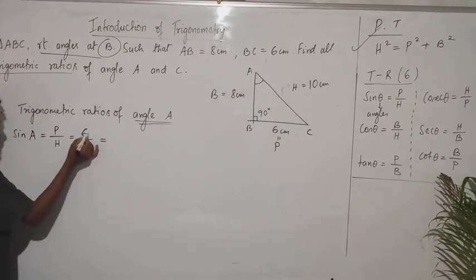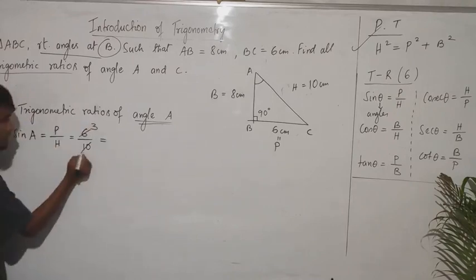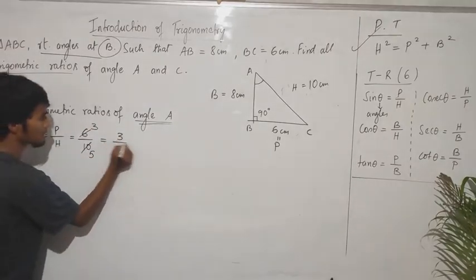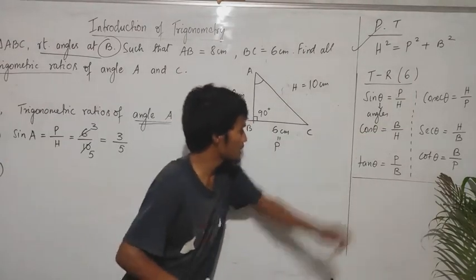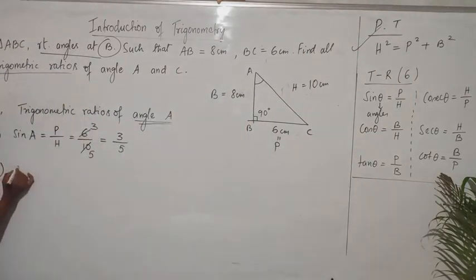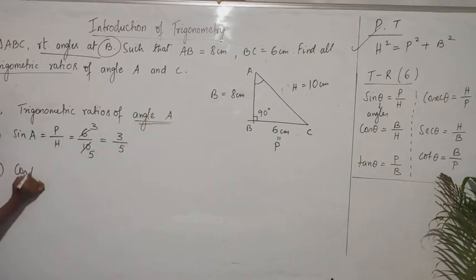Then what's the answer here? We can cancel it, right? Then 2 into 3 is 6, then 2 into 5 is 10. Then we got here 3 by 5. Now we got one ratio. Then number 2. Not cos B, still we are doing angle A. Then here will be cos A.